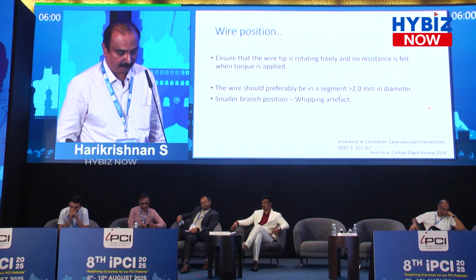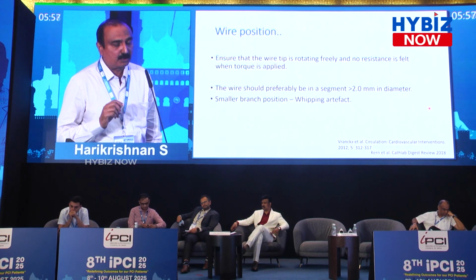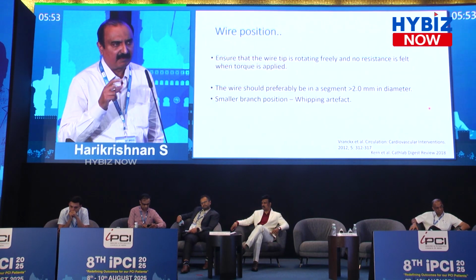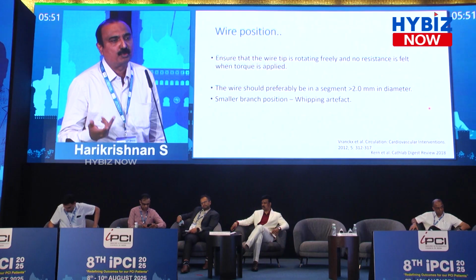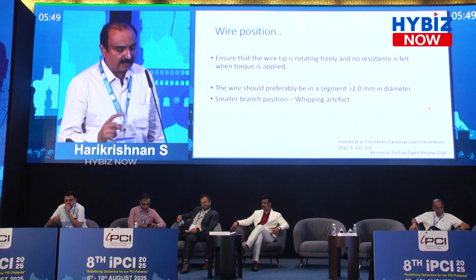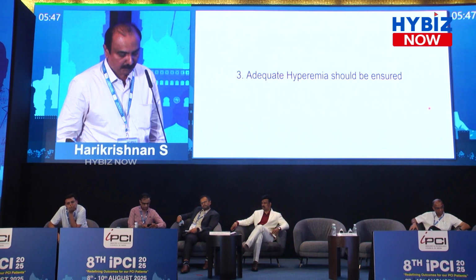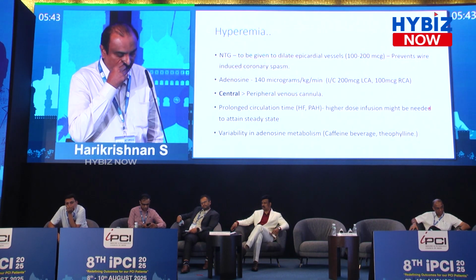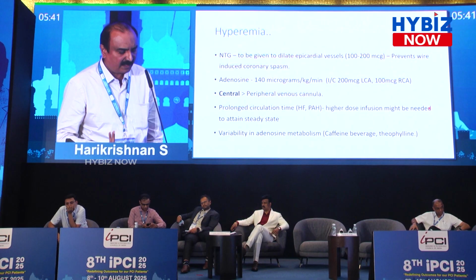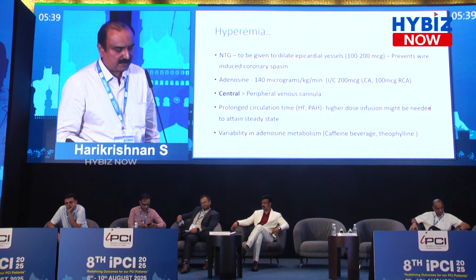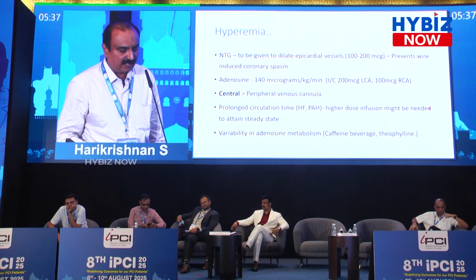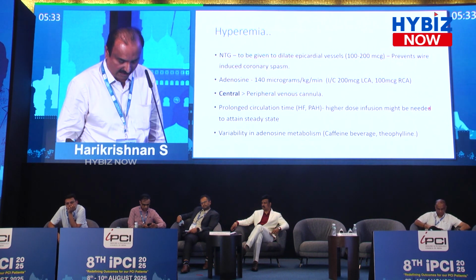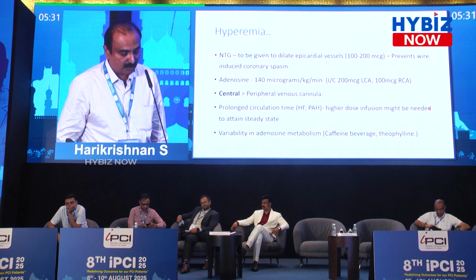Wire position should be in a vessel which is freely rotating, in a part of the vessel which is more than 2 millimeters in diameter. In a small vessel, it can produce a whipping artifact. Adequate hyperemia should be ensured. Central canal is preferred. Adenosine 140 micrograms, and as said, in heart failure and pulmonary hypertension you have prolonged circulatory time, so you have to give adequate time for the adenosine to act.